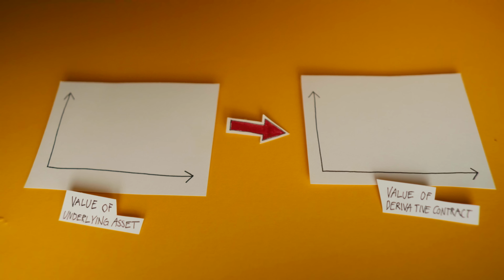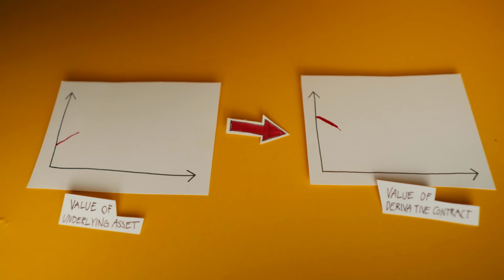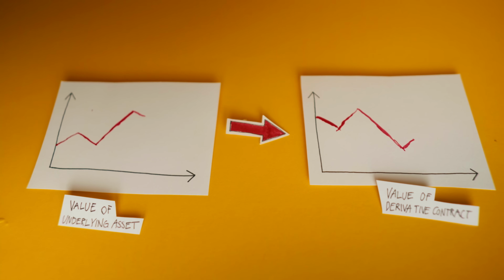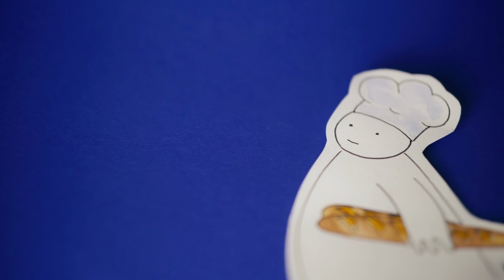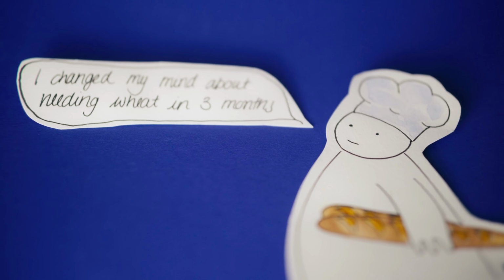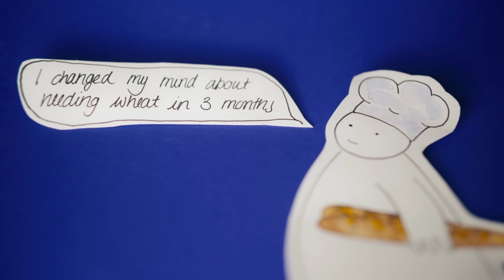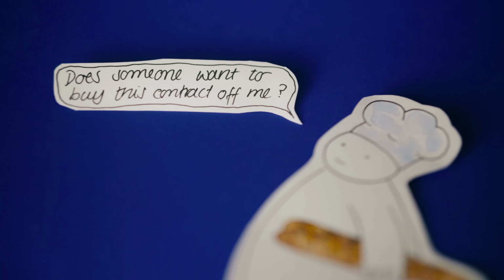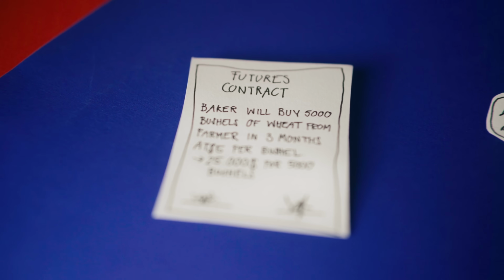Basically, what's important to understand is when the wheat price moves, which is constantly, the value of the futures contract moves too. And also, the farmer and the baker don't actually have to wait 3 months. If one of them changes their mind, they can just sell the futures contract to someone else at its new market price. And this is where the speculators come in.